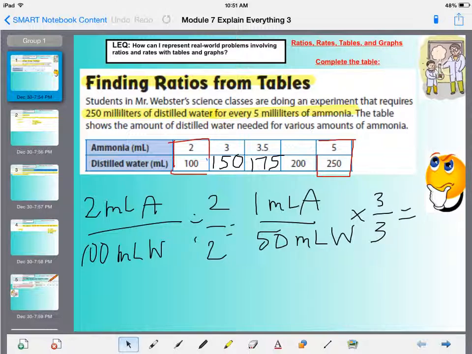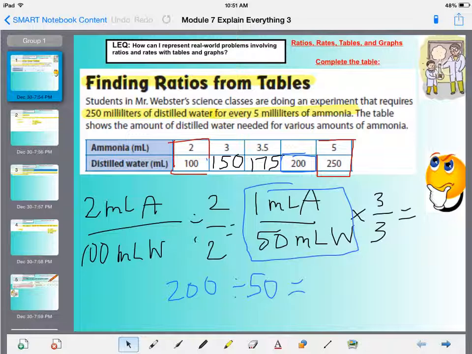And then last but not least, we're given the amount of distilled water, and our job is to determine how many milliliters of ammonia that is. Well, we determined that for every milliliter of ammonia, there's 50 milliliters of water. So what we could do is take the water and divide it by how much water each milliliter of ammonia needs, and that'll tell us how many milliliters of ammonia there are. And so we can go ahead and cancel out the zeros. That's our trick. And 20 divided by 5 is 4. And so the answer here would be 4, and we have completed the table.